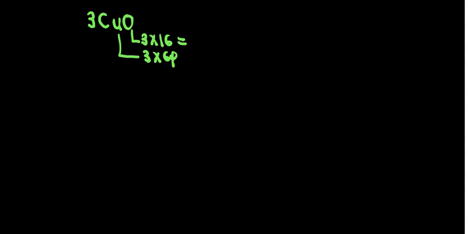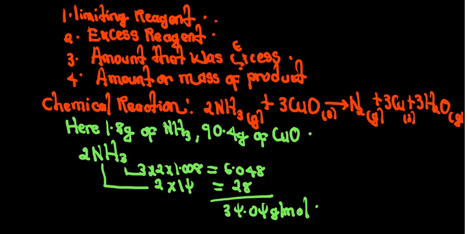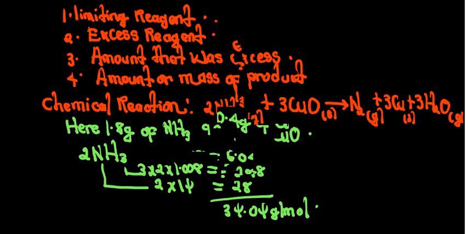So you get 48 there, and then you get 192 there. To find the total, you get 240 grams per mole. So that is what we've been given there. So we should know that this is the molar mass of the copper oxide, and what we found previously was the molar mass of the NH3. So this is how we're supposed to work them out.